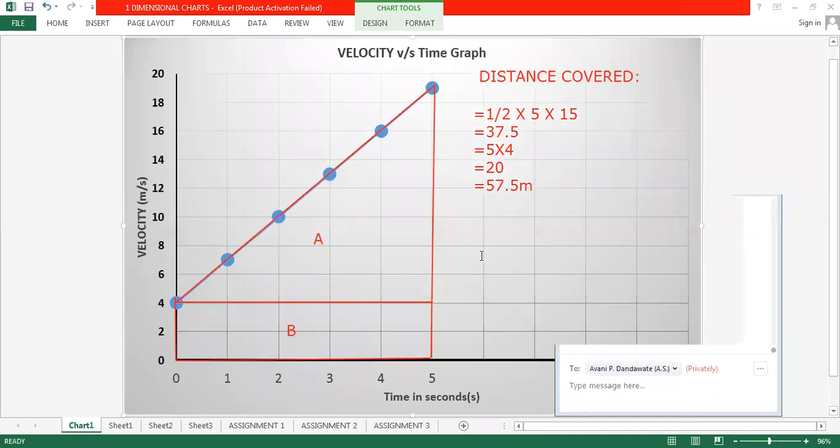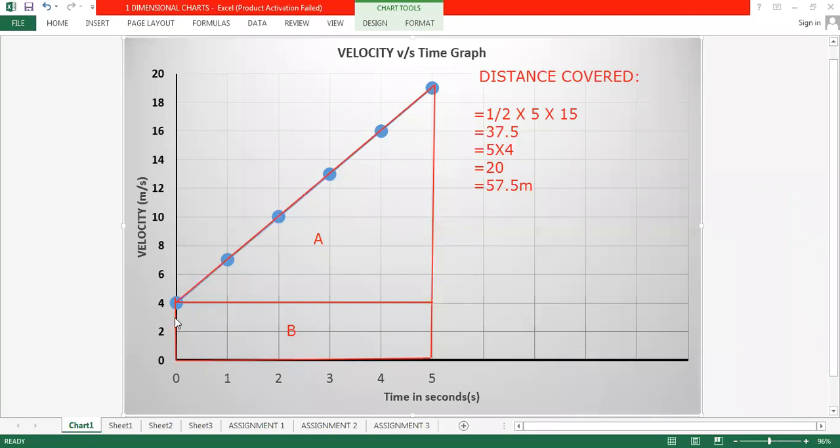Please copy this first, beta. Yes, very good. So understand how I have calculated this area under the line. I have calculated it by finding the shape of the triangle A and the shape of the rectangle B. So you can divide it into parts and you can find out, and the distance traveled is 57.5 meters.